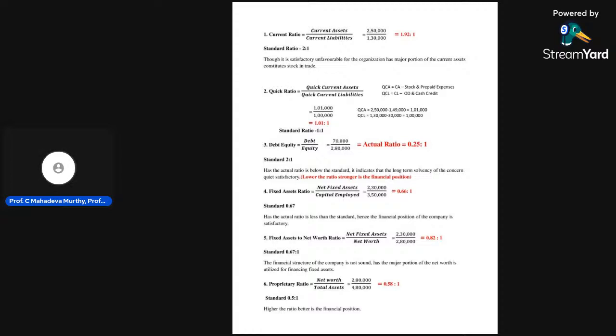Though it is satisfactory, it is unfavorable for the organization as a major portion of the current assets is constituted in stock, stock in trade. The ratio is satisfactory. Why is it satisfactory? 1.92, the standard is 2. 1.92 is nearer to the standard, therefore that is satisfactory. But the major portion of the current assets is constituted in stock in trade.